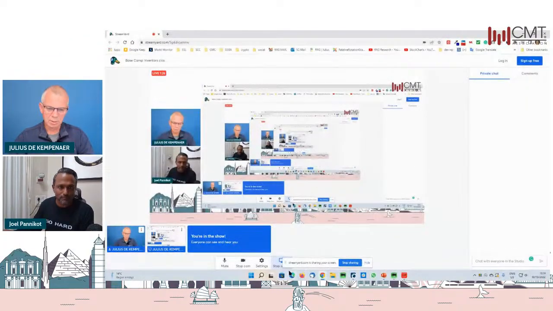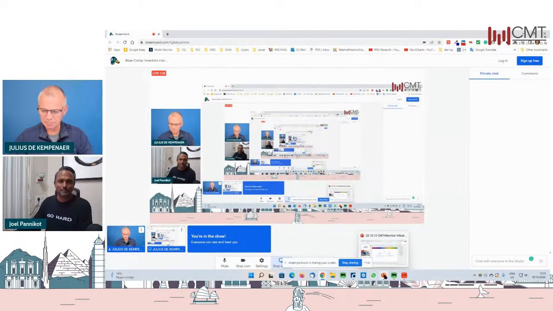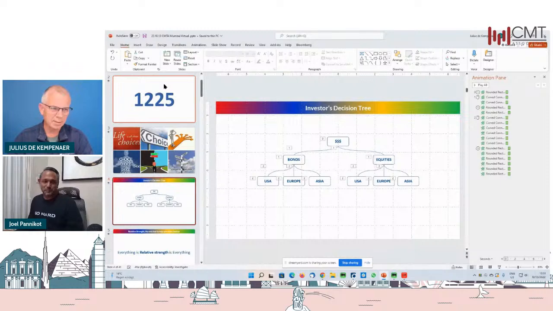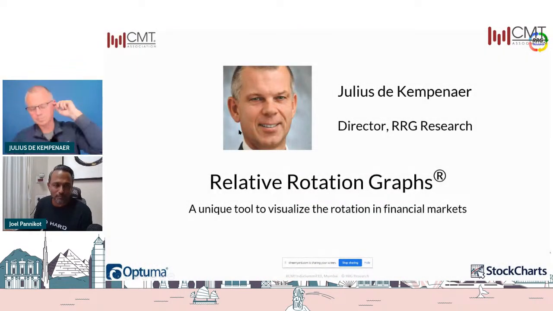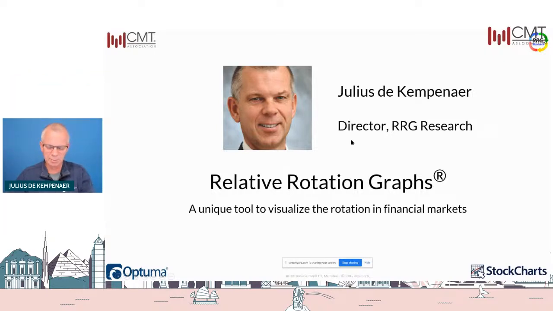Thank you. That screen looks great. Let me make that a little bit better and bring it up here. So we're going to talk about relative rotation graphs. That's no surprise when you see my name, I guess. We've done this talk in 2019 during the conference in Mumbai, and because this is Basecamp, this is the introduction to the big event in November.